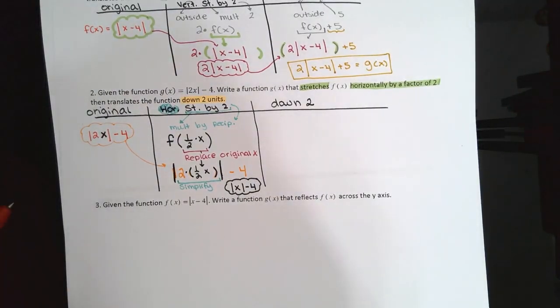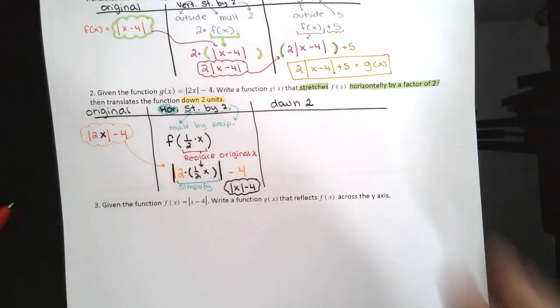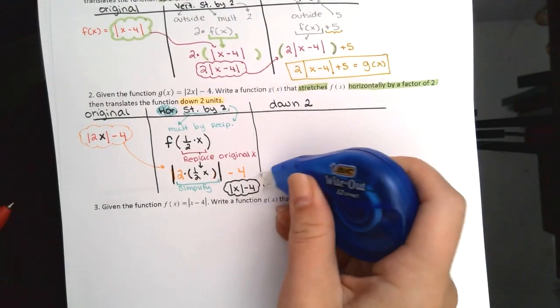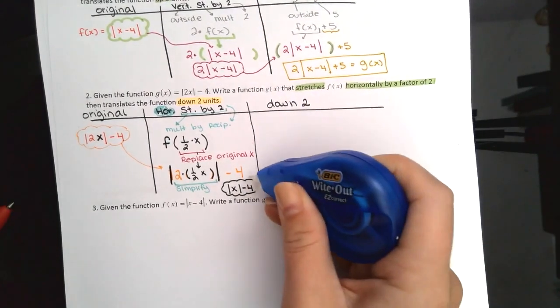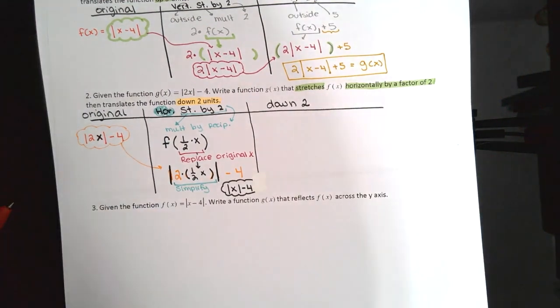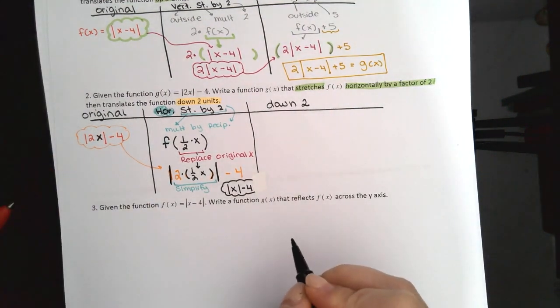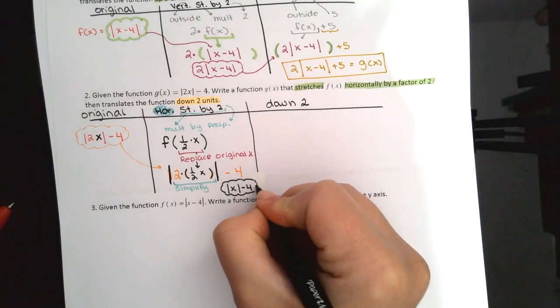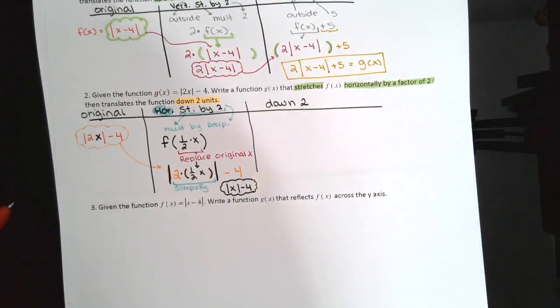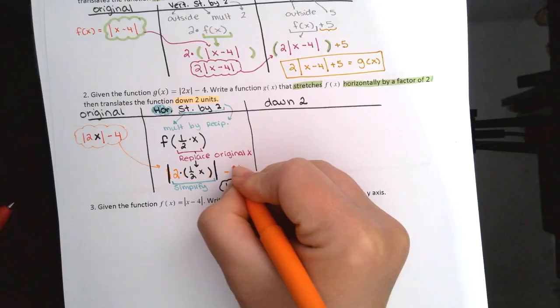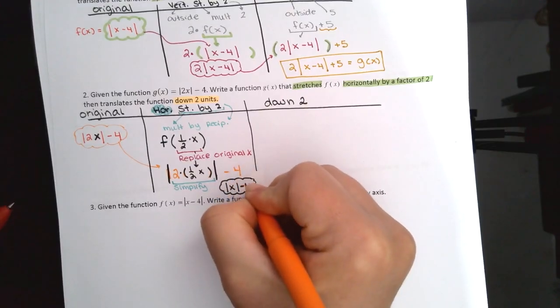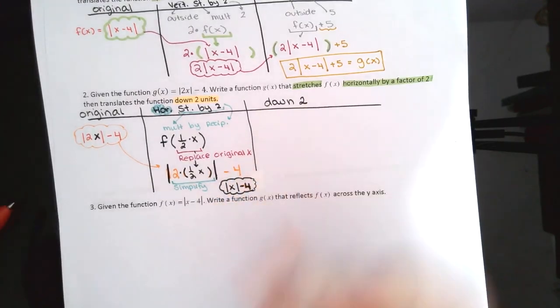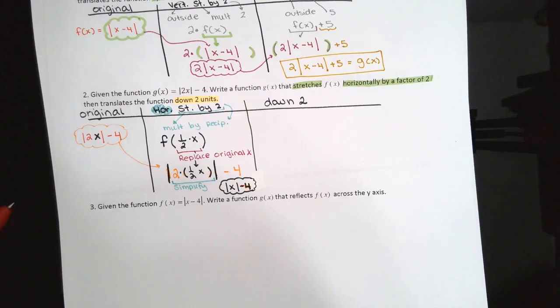Next, I have a down. Oh, I forgot my minus 4. Oopsies. Let me add that in there. Oh, no, it's in there. I thought I forgot my minus 4. Here's my minus 4. Here's my minus 4. It's there. All right. Down 2.